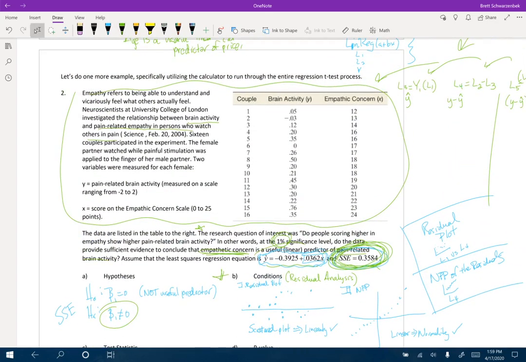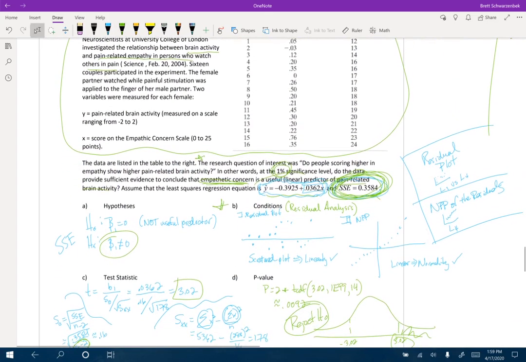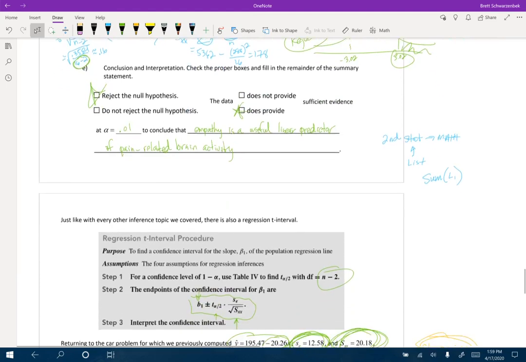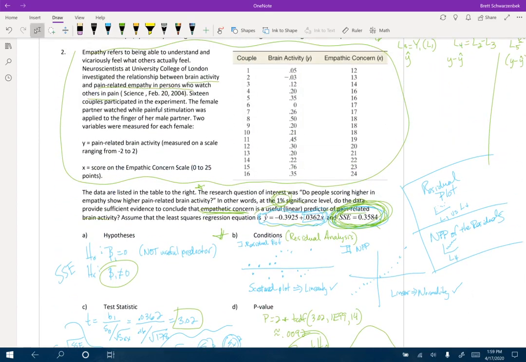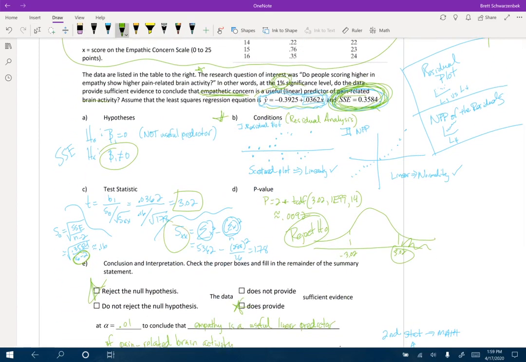And then what would you have to do? Once again, you would have to go to the formula and go, okay, I need B1 plus or minus T sub alpha over 2 times S_e over the square root of Sxx. So whatever they give you, you would put in there, and whatever you don't, you would have to go back, just like we did with all of these other values here and here. We would have to go and find them all.